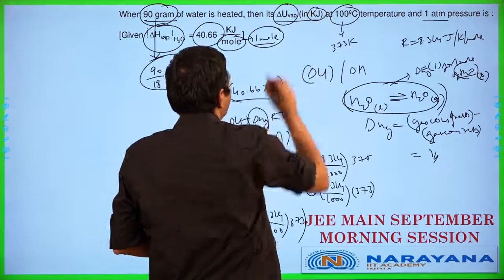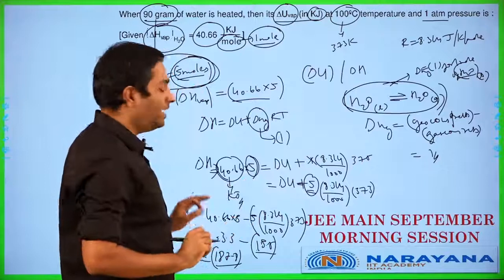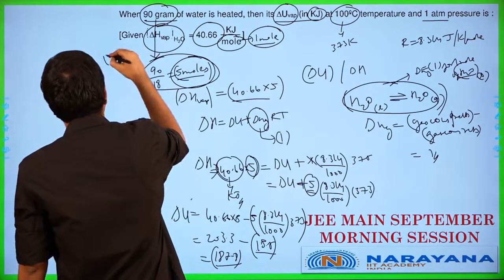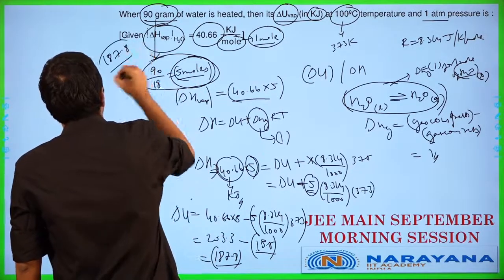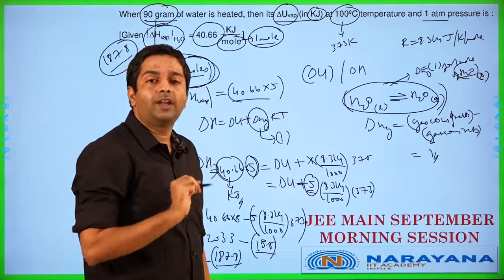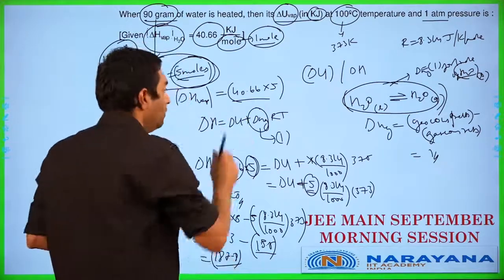It is not going to be per mole or anything. It is simply going to be 187.8 in this particular case. This is a numerical question in this particular paper. So the answer works out as 187.8 in this particular case over here. This is how you proceed.